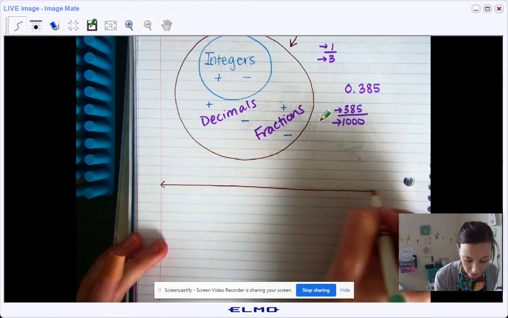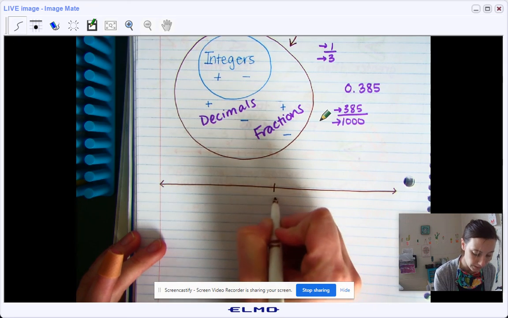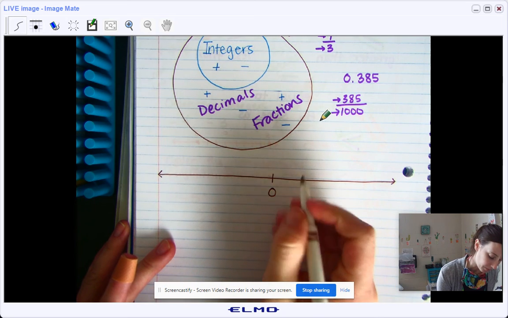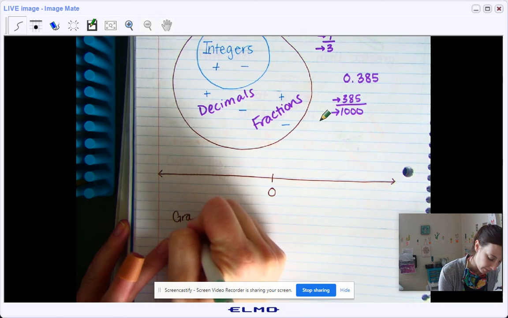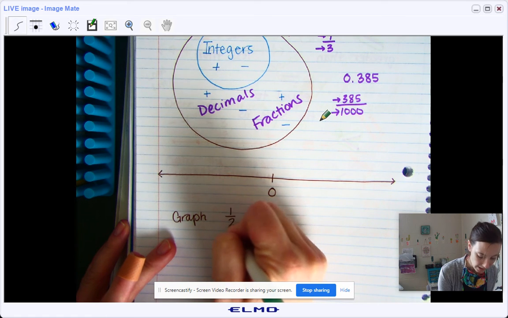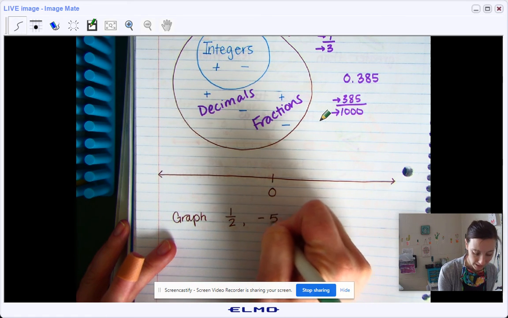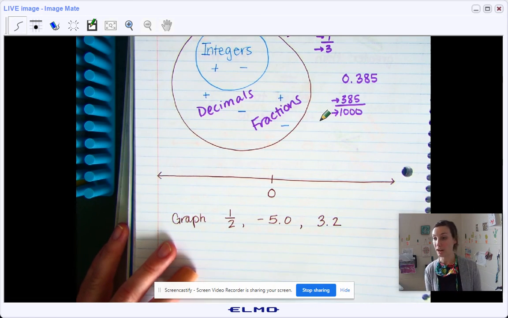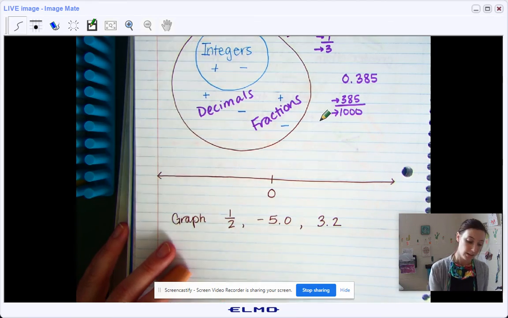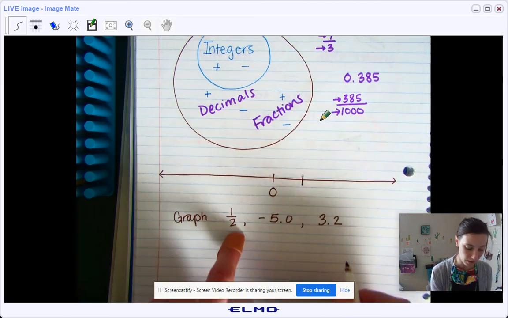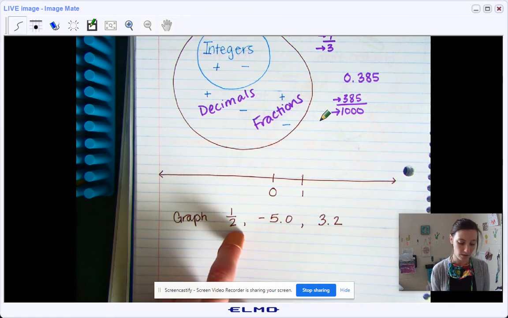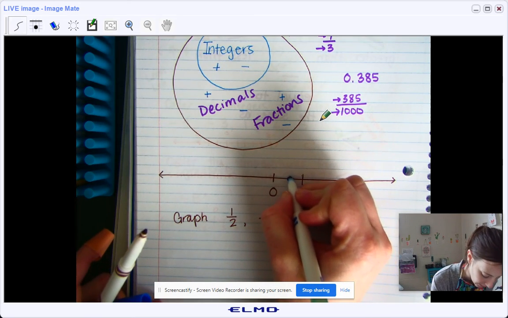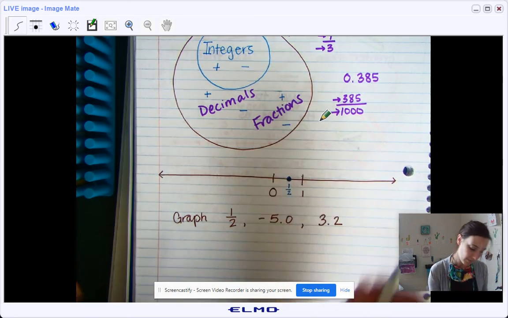So if we have a number line here, we'll put 0 in the center, and I wanted you to graph 1/2, -5.0 and 3.2. These are all rational numbers. You could graph all of these. So let's start with 1/2. 1/2 is halfway in between 0 and 1, right? This is not new information. Okay?